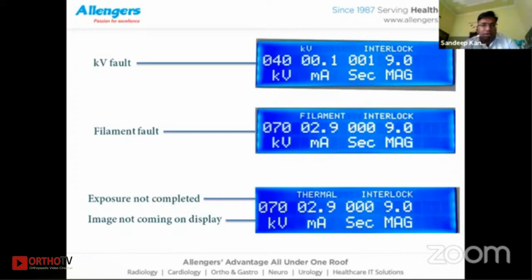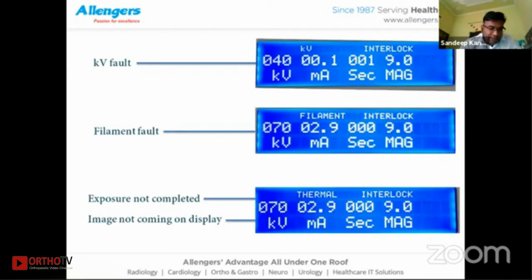This is a KV fault interlock when there is a generator or any power supply related issue. That error comes up on the display, sir. Second thing is a tube filament error, sir. It is related mostly to the tube. Third is exposure not completed or image not coming. In between, a thermal interlock comes when the surgery is longer than others. So the tube may be heated, and at that time the thermal interlock comes up.